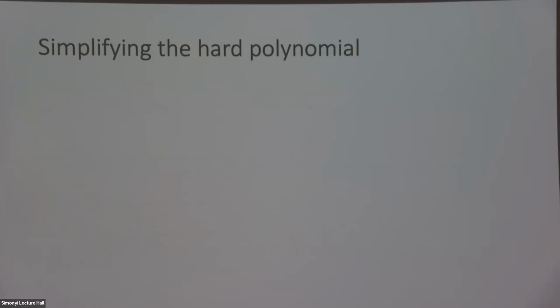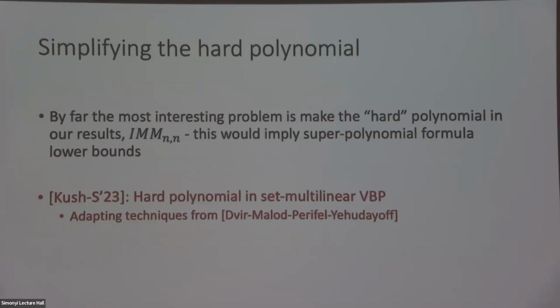But we were not able to. We managed to get a hard polynomial lying in set multilinear VBP. And to do that, we adapted techniques from Zev's work on separating multilinear branching programs and formulas from a while ago. We took that, understood that, reworked some parts of it to make it work in the set multilinear setting as well. So we can make a hard polynomial sit in set multilinear VBP. And now, this is a set multilinear branching program. That's where our hard polynomial sits.